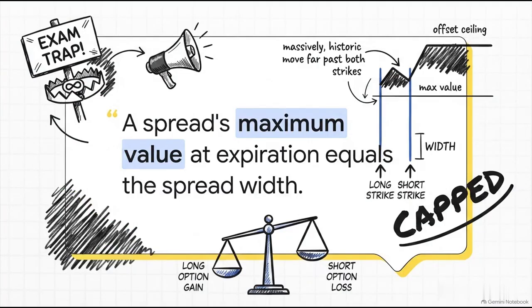Exam trap. I'm yelling it again because it is literally that important. A spread's maximum value at expiration equals the spread width, not an unlimited amount. Remember, spreads are defined risk strategies. Even if the stock makes a massive, historic move far past both strikes, your gain on the long option is completely offset by the loss on the short option. You are solidly capped at the spread width.